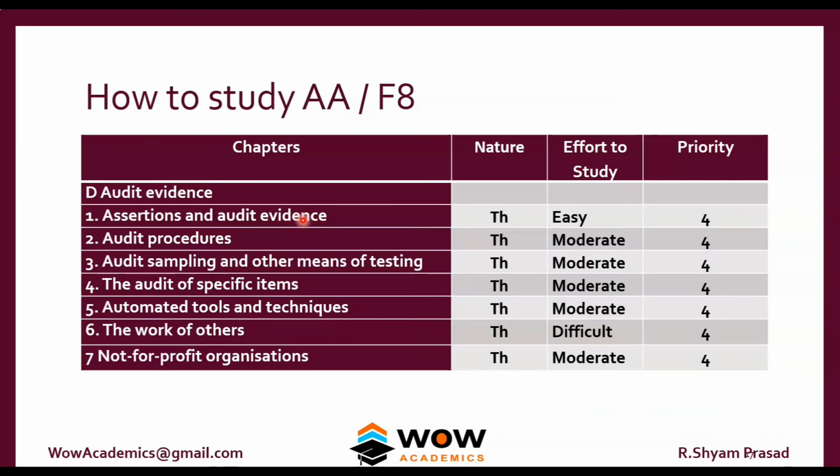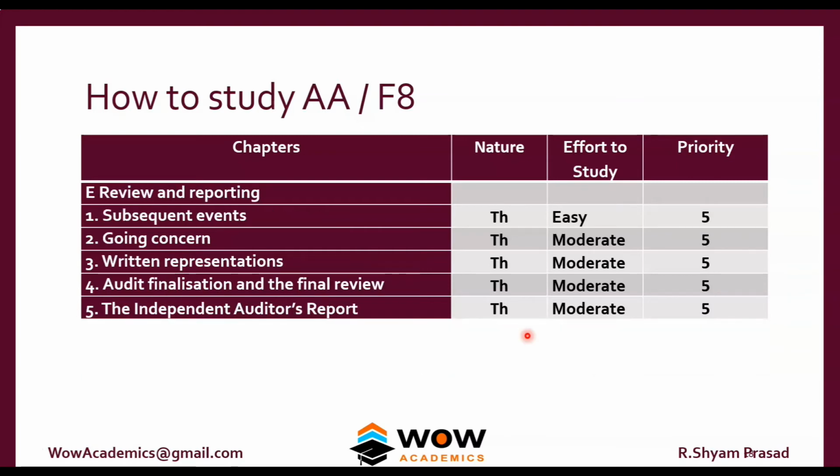In terms of the fourth priority, you can give it to audit evidence. All of them are moderate, and the first chapter alone is easy, and the difficult chapter is the work of others. That's going to be a difficult kind of chapter. Review and reporting, you can give the fifth priority.